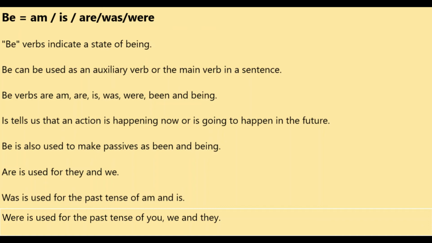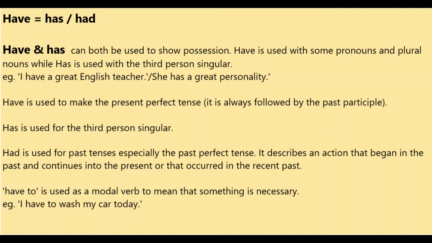Okay, now we come to the next group of verbs, that is have, has, had. Have and has are present tense verbs and can sometimes be used to show possession. I have a pen, or she has a kid. Okay, have is used with some pronouns and plural nouns, while has is used with third person singular. Now, she has a great personality.